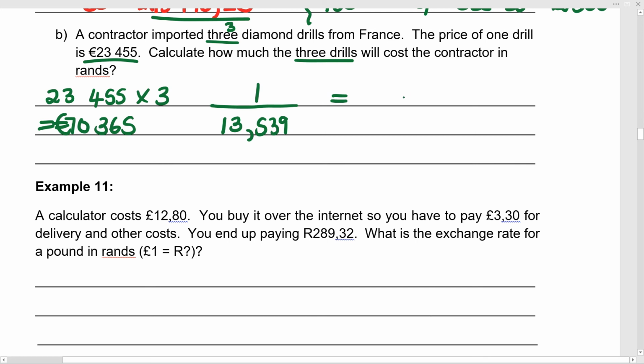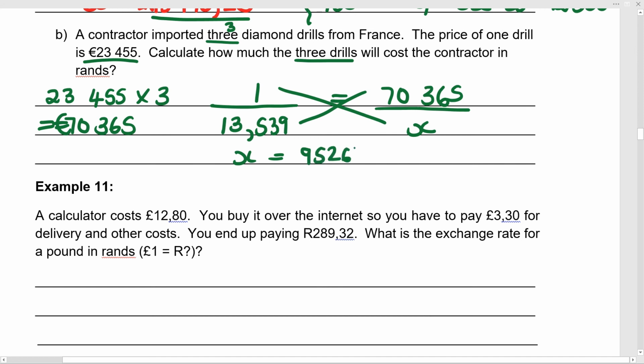Okay, so I'm going to put my 70,365. Euros are both on the top, rands are both on the bottom. And then, of course, my rands is X. So when I cross multiply, it's going to be X equals my 70,365 times my 13.539. And I get 952,671.735, which will round off to 0.74, and my unit, of course, is rands.